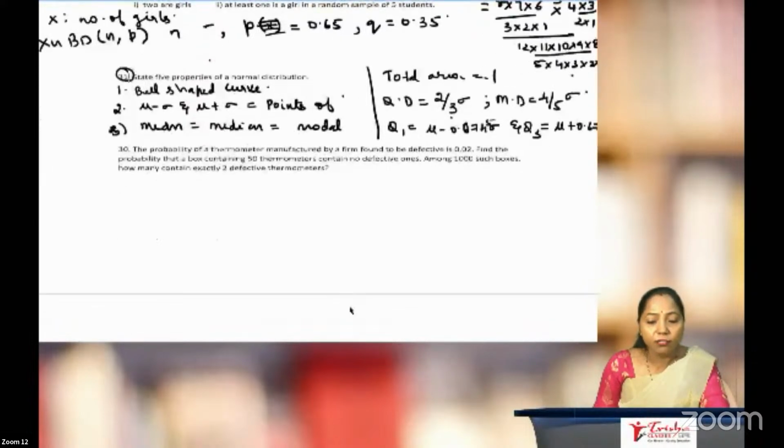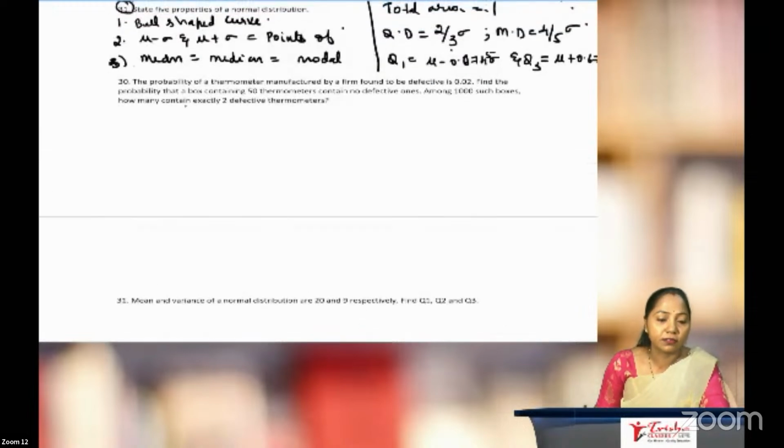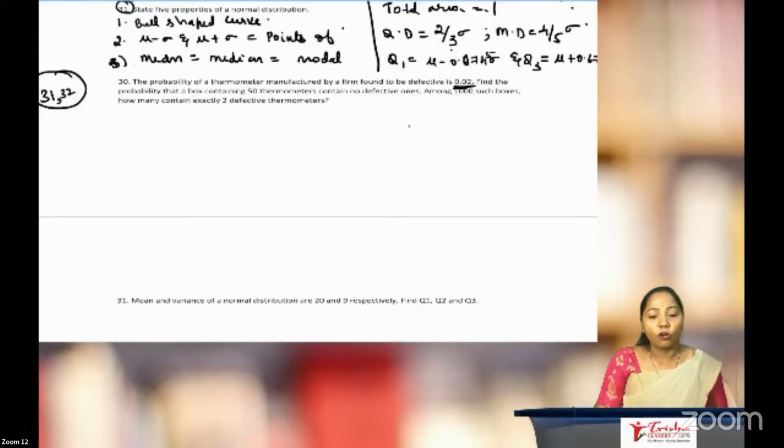Yes. We'll move on to the next question. Identify the distribution and tell me. Okay. Next question. So these will be question number 31 and 32 in the new model paper, the 80 marks paper. The probability that a thermometer manufactured by a firm is found to be defective is 0.02. Find the probability that a box containing 50 thermometers contains no defective ones. And among 1,000 such boxes, how many contain exactly 2 defective thermometers?